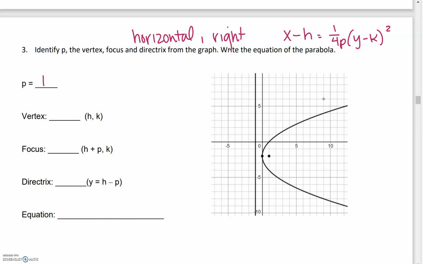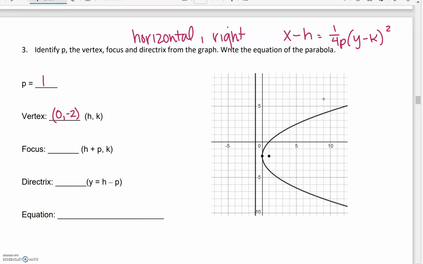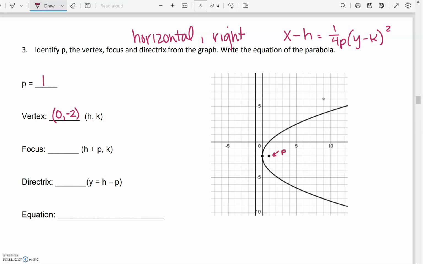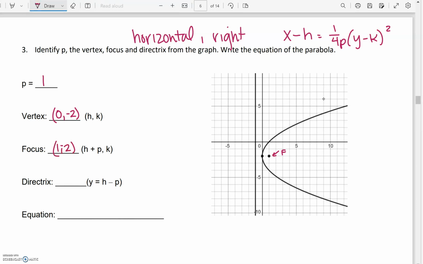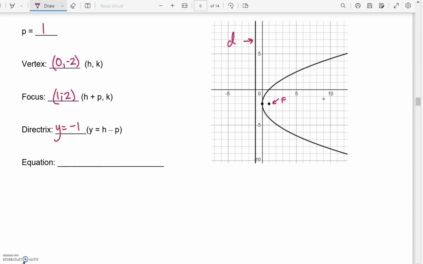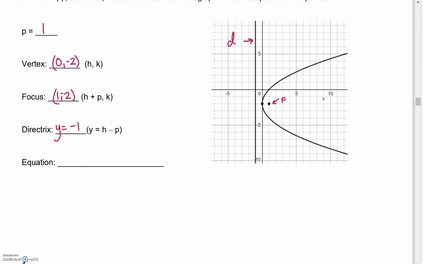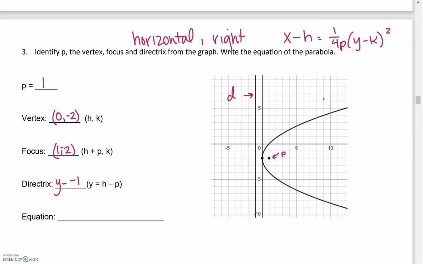And then we have our H and our K, which is just our vertex, which we can see right there where it's at. It's at 0, -2. We can see that our focus is right here, and that is at 1, -2. And then we have our line right here, our directrix. So that is going to be a Y equals, and we're at -1. So now we have all of our parts that we need. And so we are going to be, oh, and again, that should be an X.